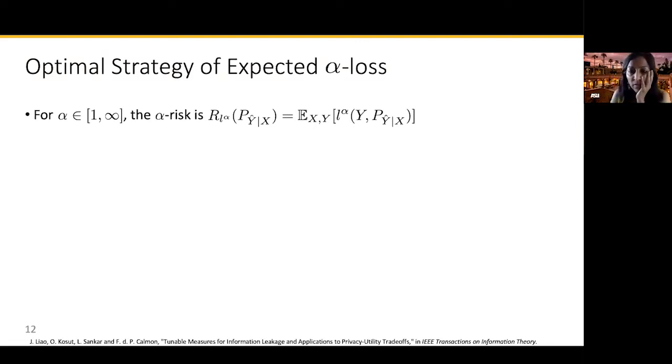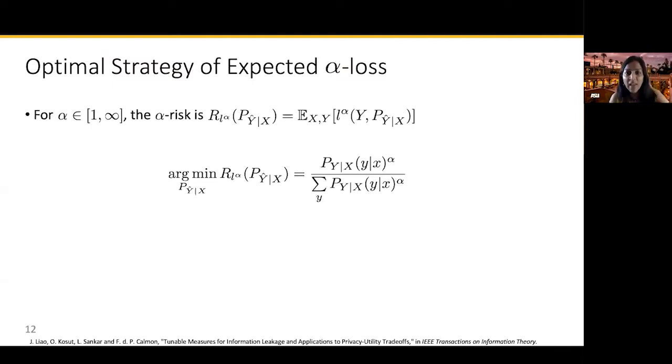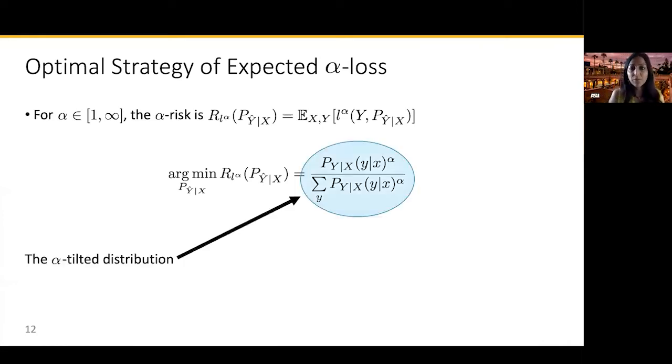So for any data X, Y that you have, the expected risk is, if you knew the distribution of the data, you can plug it in and then plug the loss function in, and that's exactly the expression that you see there. You can ask yourself, what's the optimal strategy for this expected risk? That turns out to be what in information theory is called the tilted distribution. In this case, the alpha tilted distribution. What do I mean by the tilted distribution? Effectively, we are taking the true posterior, P of Y given X, raising it to a power, and then normalizing it to make it a distribution.